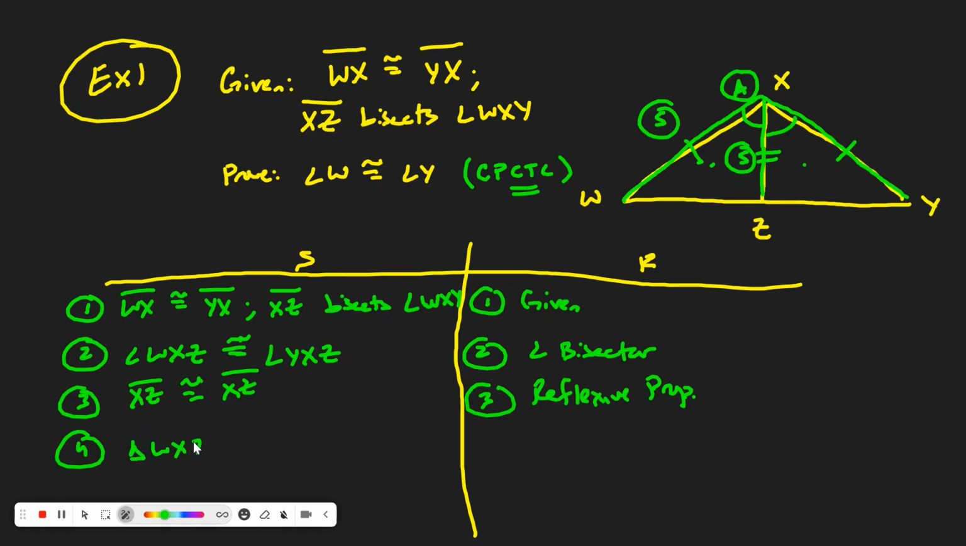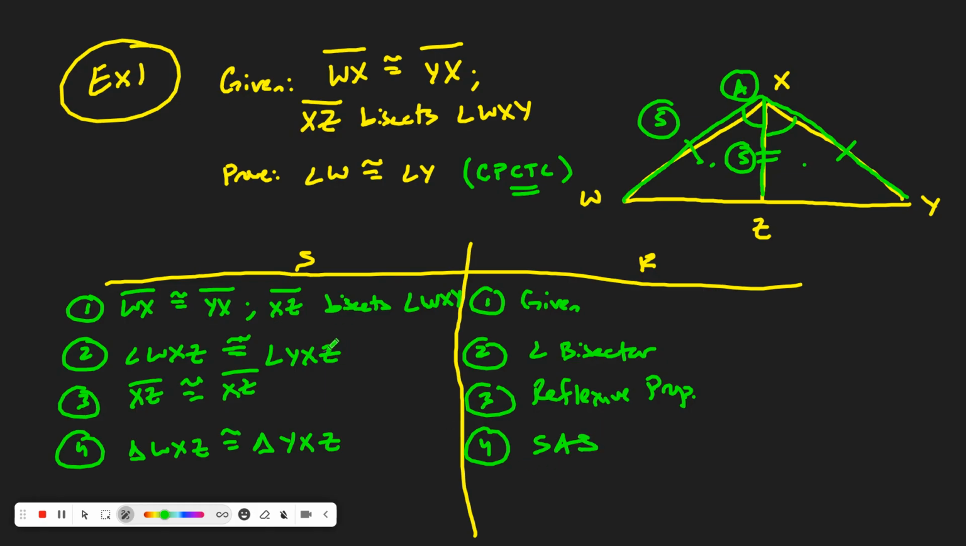Triangle WXZ is congruent. But now you should try to be in corresponding order. So W and Y line up. X is the same as X in both triangles, and Z is the same as Z in both triangles. So triangle YXZ. This is going to be true because I see two sides and an angle, and that angle is in between the sides. This is side, angle, side.